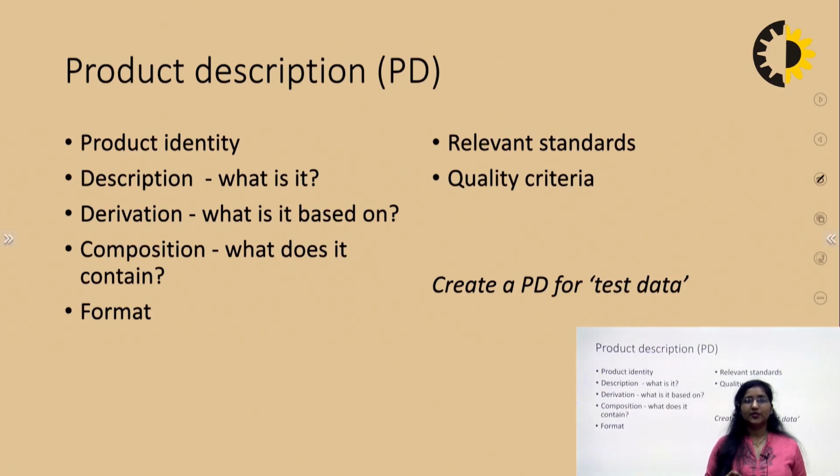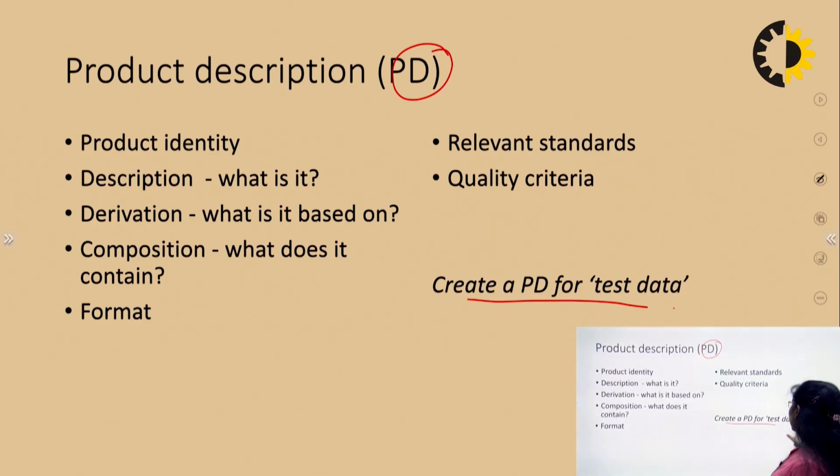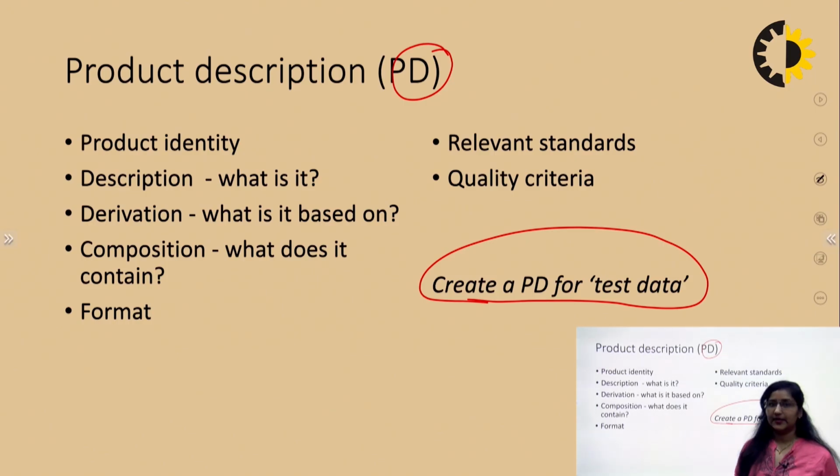So what will be the description of that particular product? We term it as a PD as well. So PD includes product identity, the relevant standards, description of what that particular product is, derivation, what it is based on, composition, what that particular product will contain, the format, the relevant standards, quality criteria. Then we create a PD for this particular test data as well.